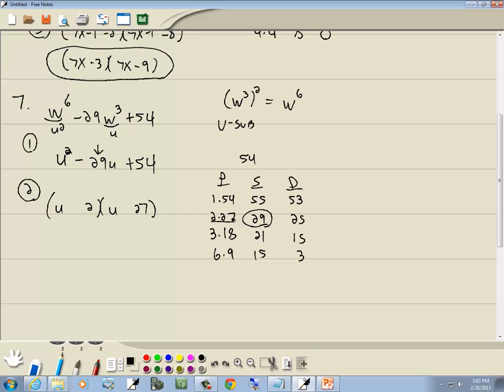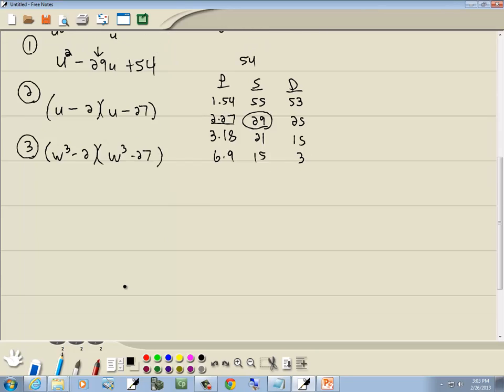The larger number, which is 27, is always the same sign as the middle term, which is negative. The number I circled is in the S column, yet again. S is for same signs, so they both have to be positive or both negative. Well, this one's negative, so this one will be negative. Step 3. Plug u back in. In this case, we said u is equal to w to the 3rd. So we're going to get w to the 3rd minus 2 and w to the 3rd minus 27.